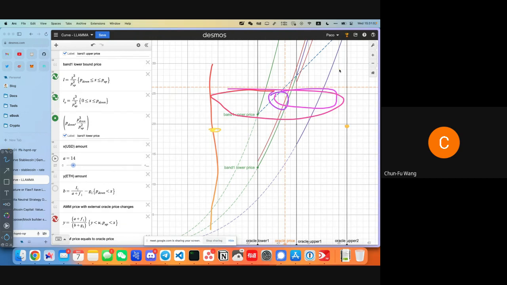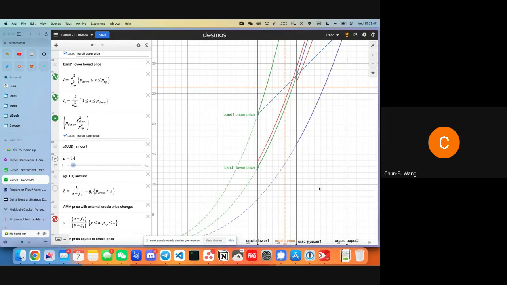Even though you have 3 bands, that does not mean the price will not move so fast that it just penetrates all 3 of them in one transaction. And in that case, I guess it's just a question of, do you still want to sell it even though the price is much worse than what you have said? Yeah, but you have no choice. You have to sell because you are in liquidation mode. Your collateral has to be sold to USD.